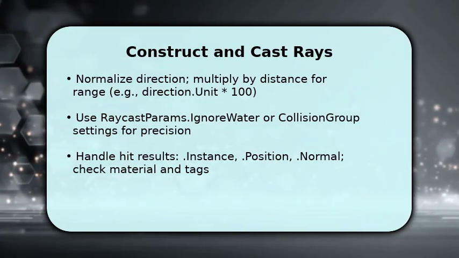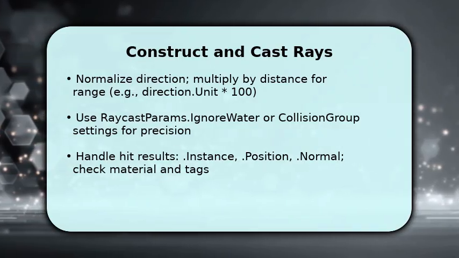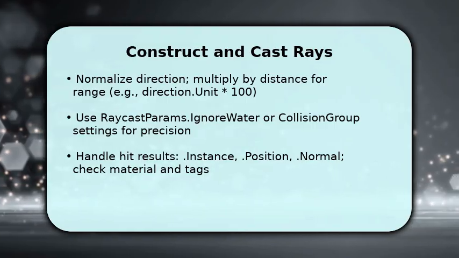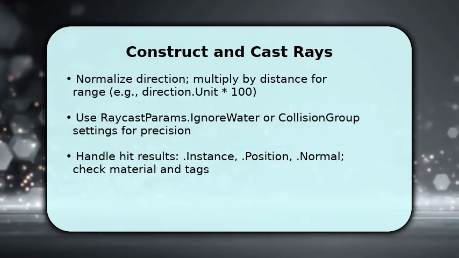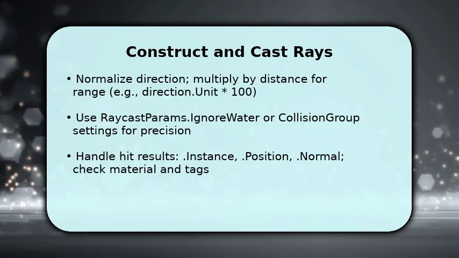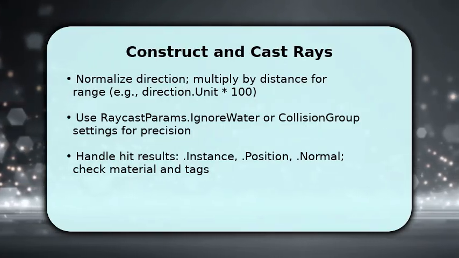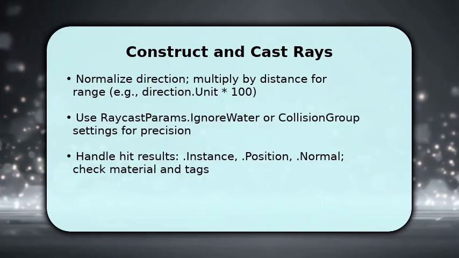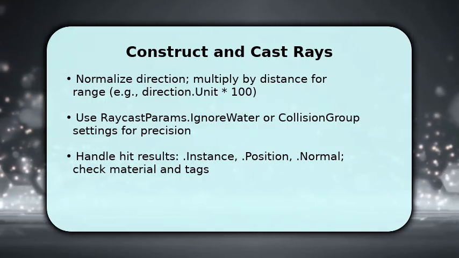When you receive a result, inspect result.Instance, result.Position and result.Normal to decide response. Make sure to check object tags or attributes to determine interactability. Once you process hits, update visuals or physics, because immediate feedback helps you verify the ray behaved as intended.